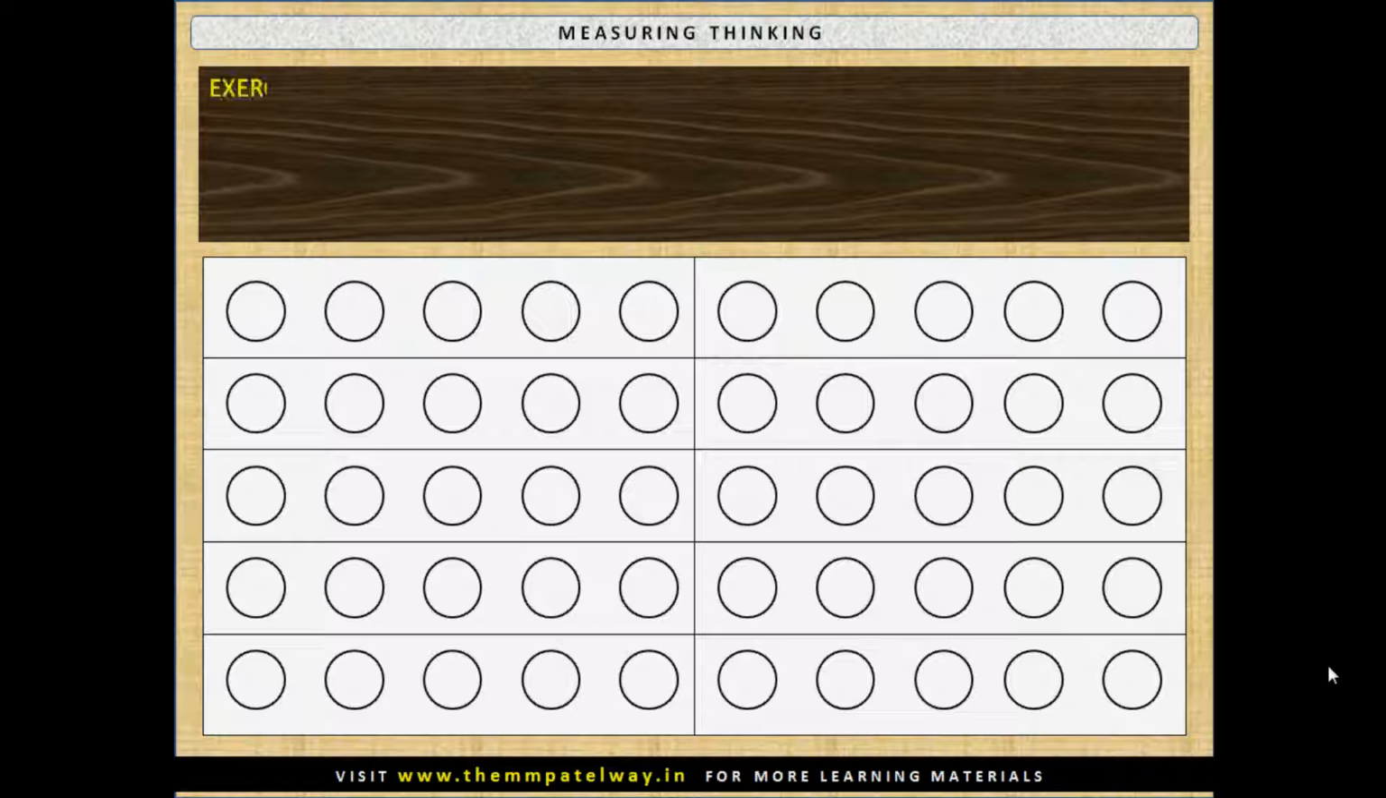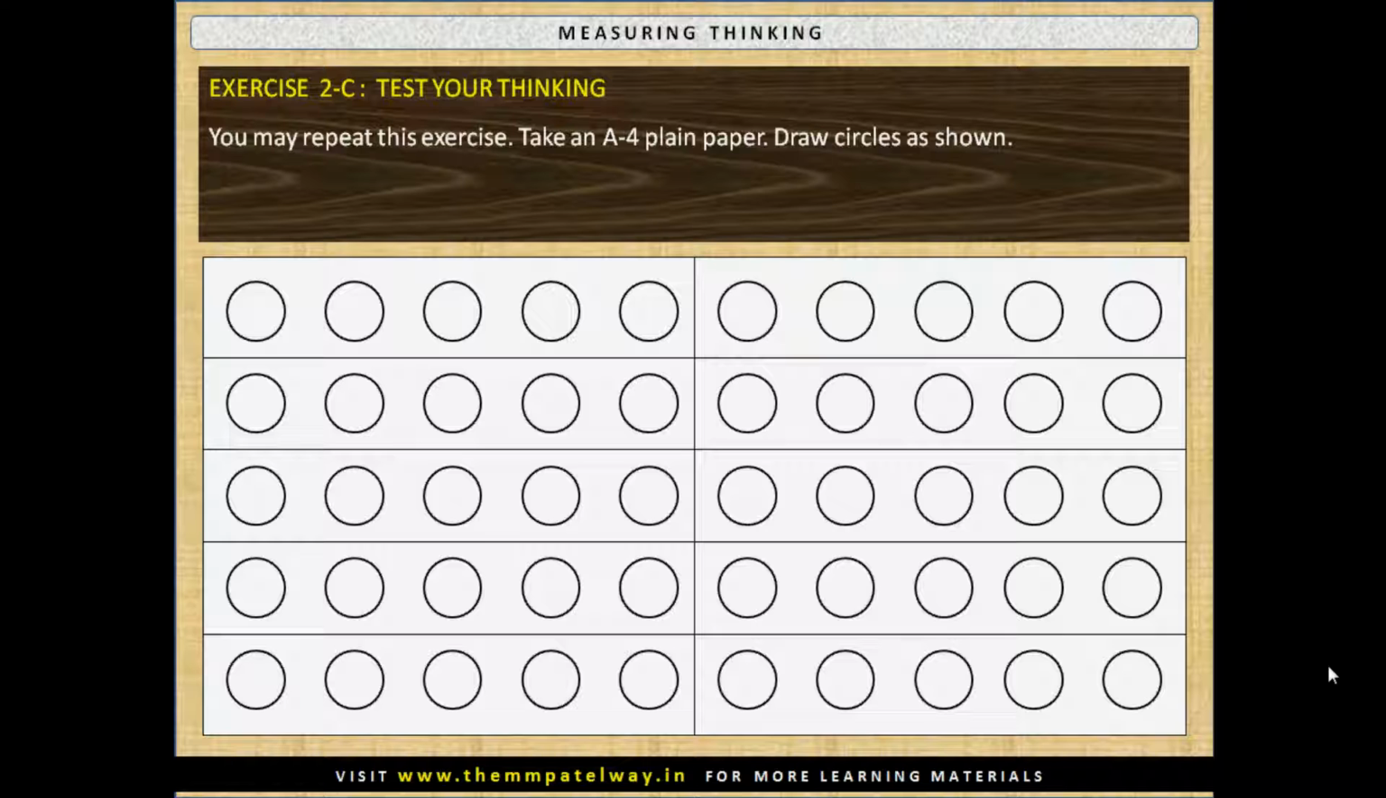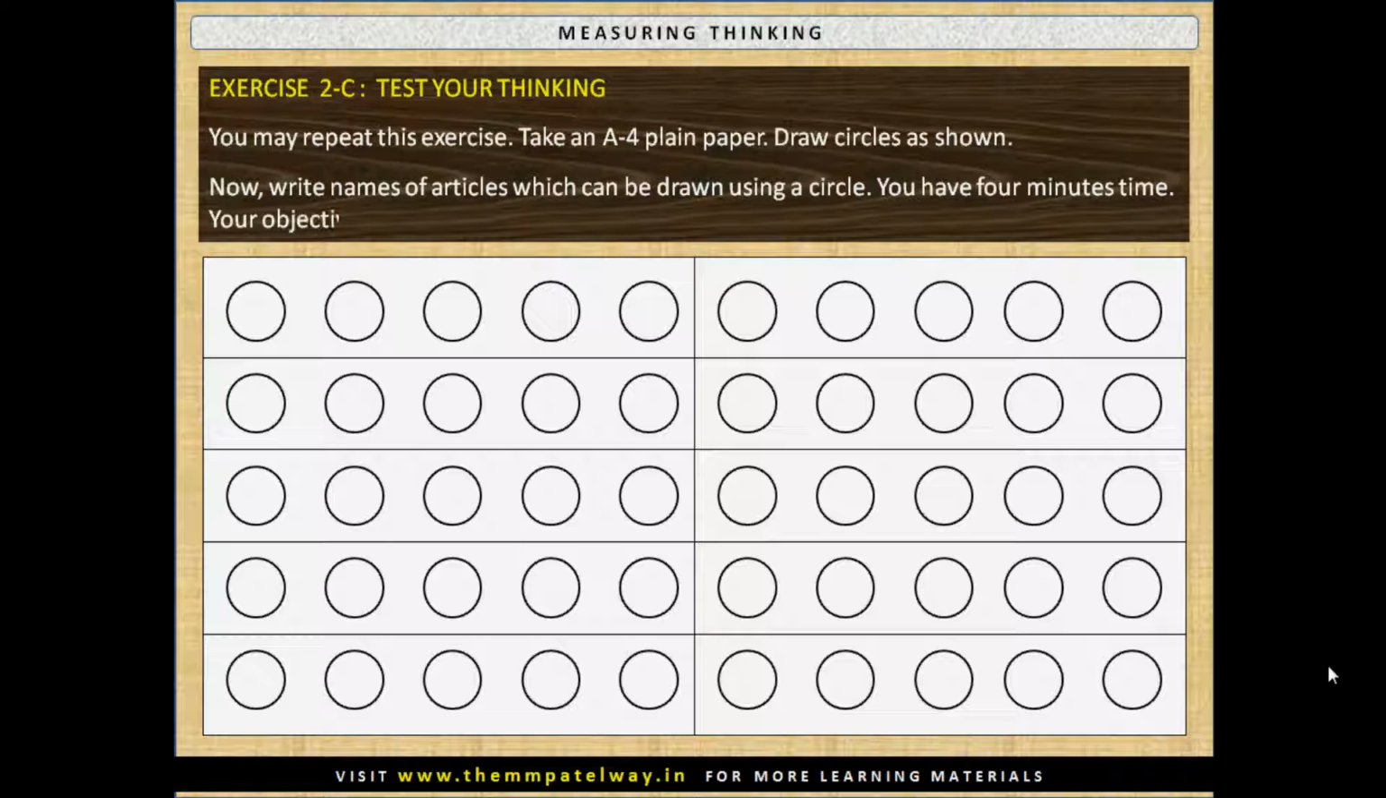We can have one more exercise. Take an A4 size plain paper, draw the circles as shown. The circles are divided into 10 parts of 5 circles each. Now write names of articles which can be drawn using a circle. You have 4 minutes time. Your objective is to create as many varieties, at least 10, as possible. You can stop the video for 4 minutes and continue.